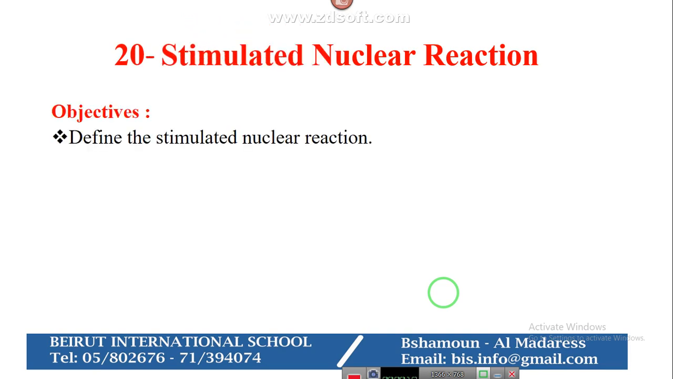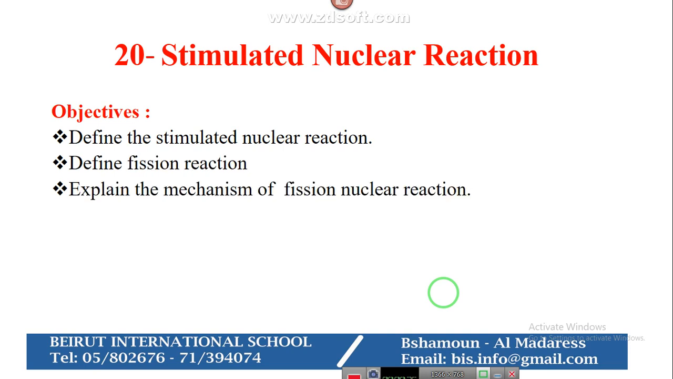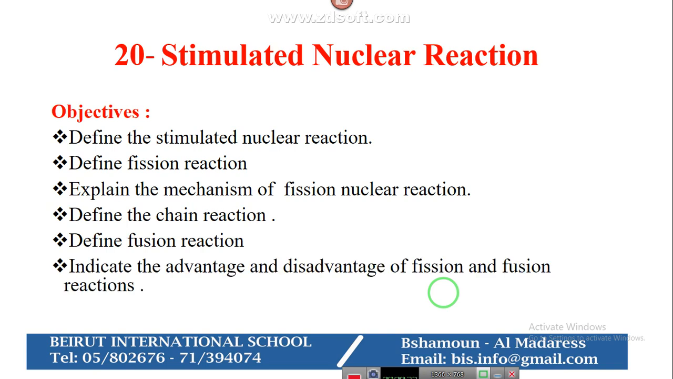In this video, I am going to explain the last chapter, which is about stimulated nuclear reaction. Objective: define the stimulated nuclear reaction, define fission, explain the mechanism of fission nuclear reaction, define the chain fission, define fusion, indicate the advantages and disadvantages of fission and fusion reactions, and calculate the absorbed dose.